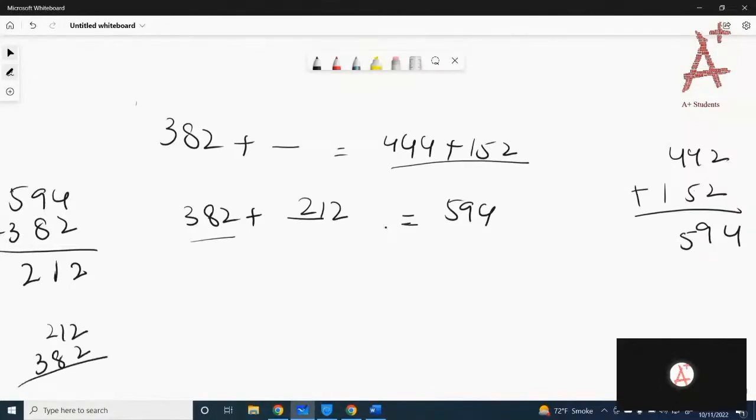You can check by adding: 2 plus 2 is 4, 8 plus 1 is 9, and 3 plus 2 is 5. See, both the sides are equal. Got it?